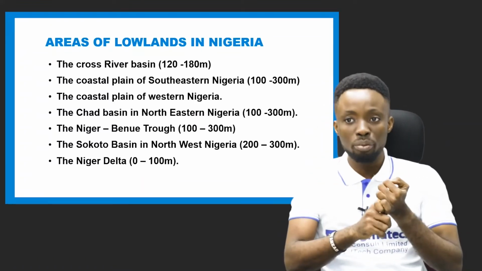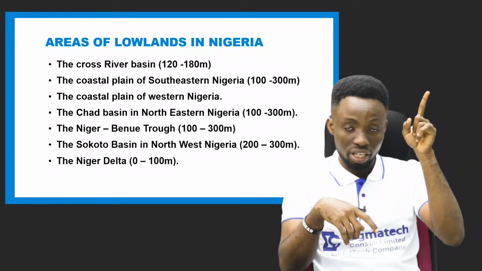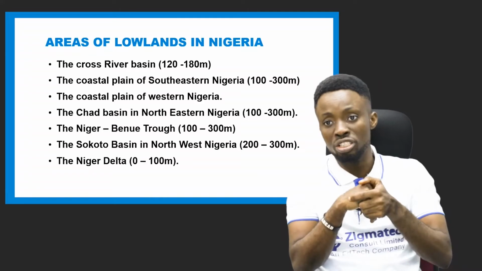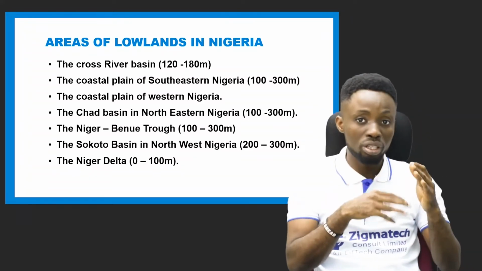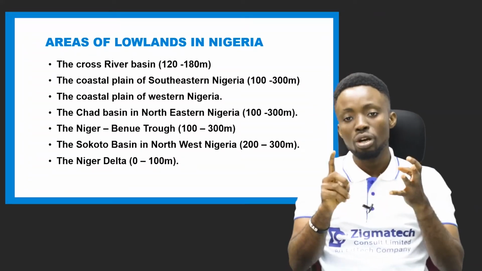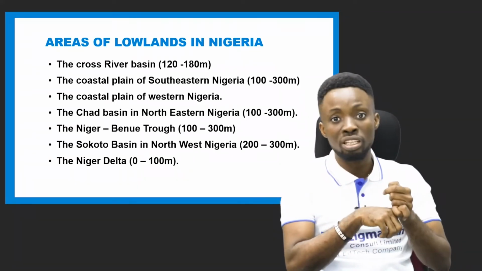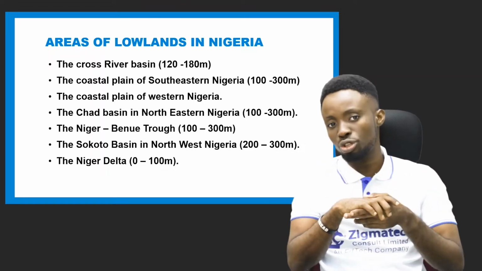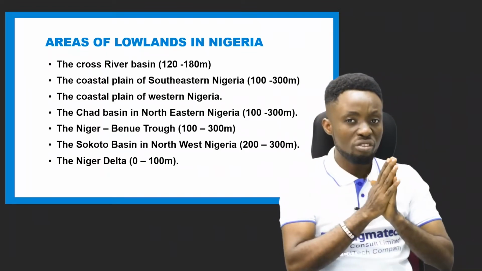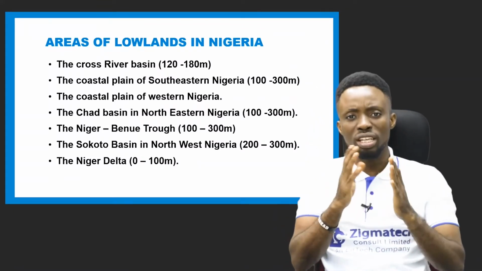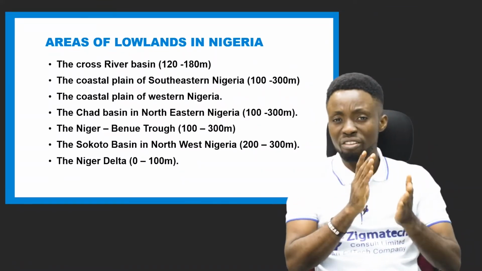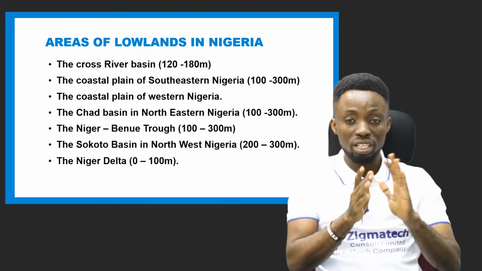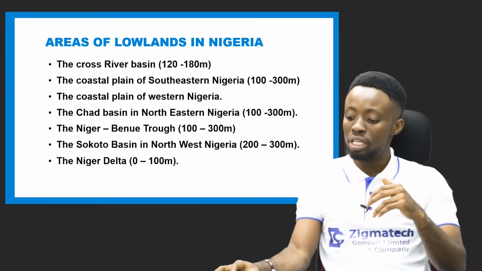And we also have the Niger-Benue Trough ranging from the western part of Nigeria to the eastern part of Nigeria down to the southern part of Nigeria. And it has a height of 100 meters to 300 meters from the sea level. We also have the Sokoto Basin in the northwestern part of Nigeria, having a height range of 200 meters to 300 meters high. So these are some of the lowland areas we have in Nigeria, when you compare them to some of the highlands we also have in Nigeria.